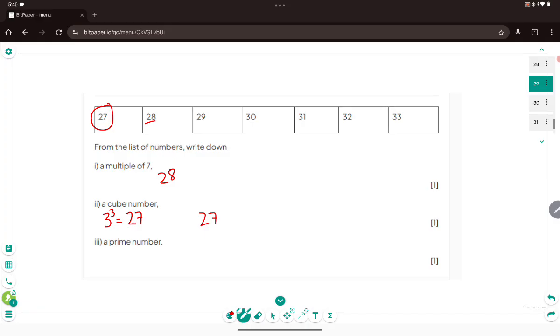And a prime number. So not 27, not 28, because 28 definitely has more than 2 factors because of 7. 29. It's not even. Not in the 3 times table. No, it's not in any times tables. I know 29 is prime.